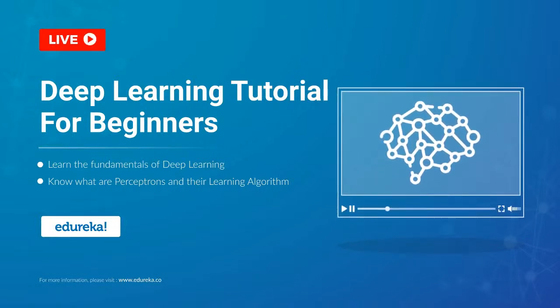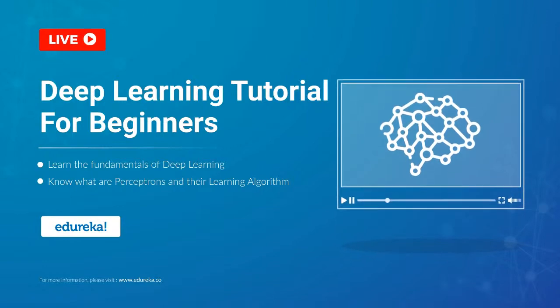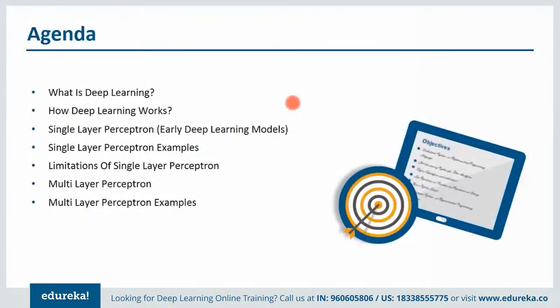So let us move forward and have a look at the agenda for today. So this is the agenda for today, guys. We'll understand what exactly is deep learning and how it works. So we'll look at the motivation behind deep learning and how it actually evolved. Then we'll focus on single layer perceptron, which are nothing but the early deep learning models. We'll also look at various examples of single layer perceptron. And guys, when I talk about perceptron, these are nothing but the artificial neurons. And what are neurons? Neurons are your brain cells.